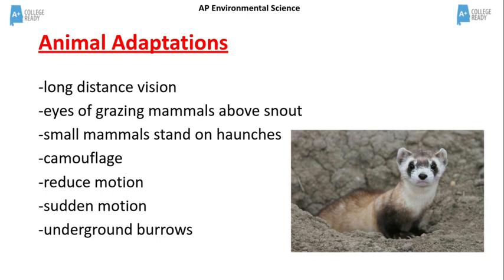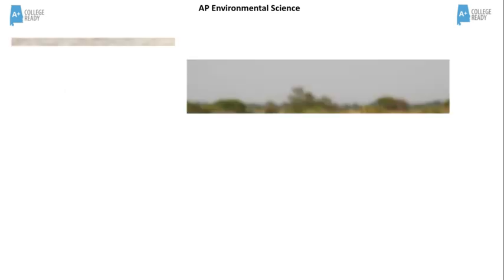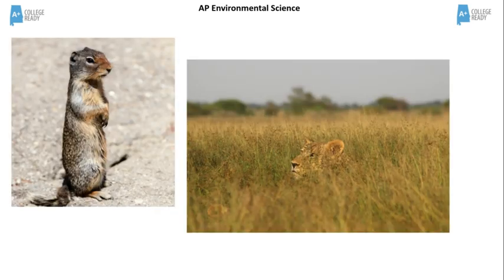Some animals have reduced motion when hunting to allow them to approach the prey without being noticed. Lions move slowly when stalking their prey. Some animals have sudden motion, like a snake striking suddenly. And many animals, like prairie dogs, live in elaborate underground burrows. Here's a prairie dog standing on his haunches to improve his view. And in the second picture, we see the lion blending in with the grass.